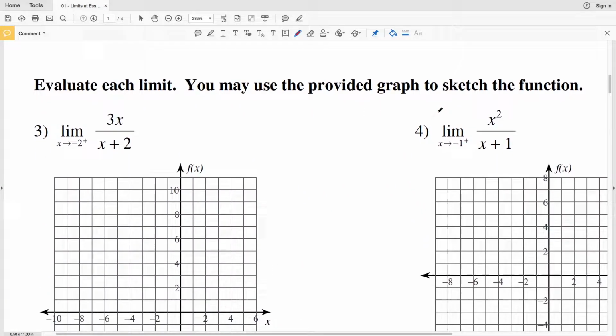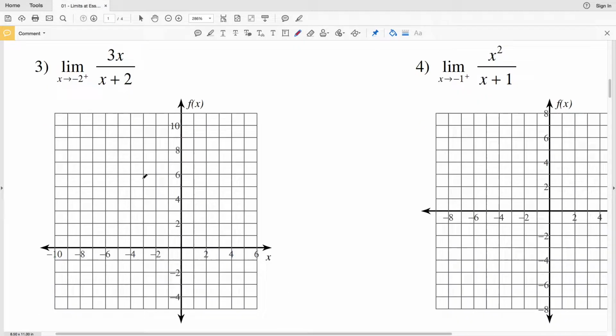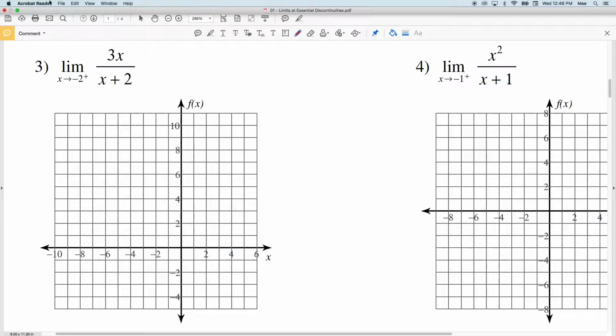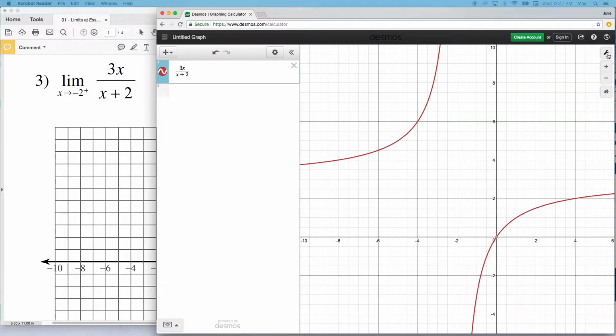Now, on to number 3. For 3 and 4, we're going to evaluate each limit. You may use the provided graph to sketch the function. And I'll go ahead and use a graphing calculator to help us draw each graph. So here's our graph, and I'll go ahead and find points to help us draw that curve.